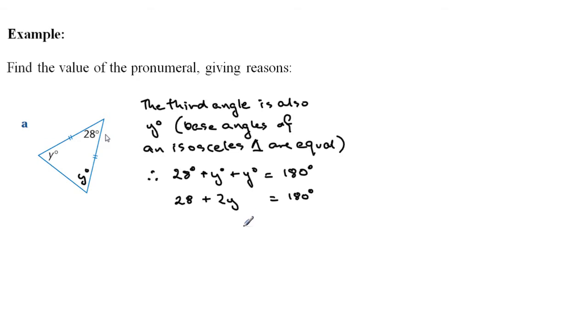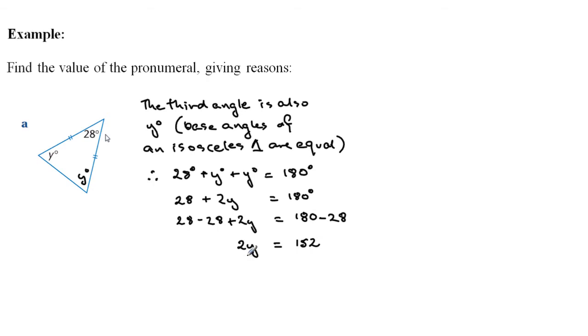Now you've learned how to do what we call two-step equations. That is, we're going to remove the 28 from this side by subtracting 28 from both sides. So it's 28 take 28, plus 2y equals, and because it's an equation, we need to subtract 28 from both sides to keep the equation balanced. We're left with 2y equals 152.